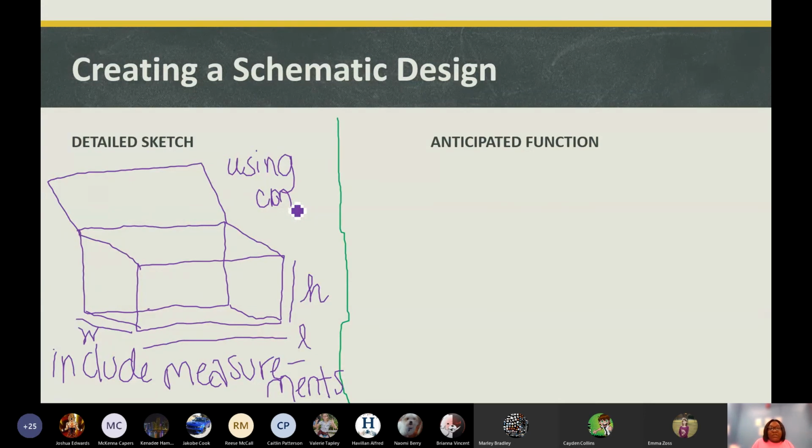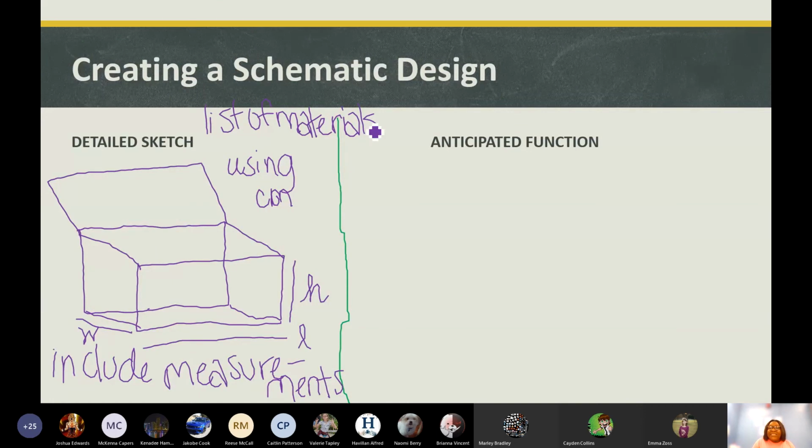In a detailed sketch, you also want to include a list of materials. So not only did you use tape, you want to tell me how much tape you used. Not only did you use cotton balls, you want to tell me how many cotton balls you used. Okay? So you want to include a list of materials. So that's what you need for the detailed sketch.